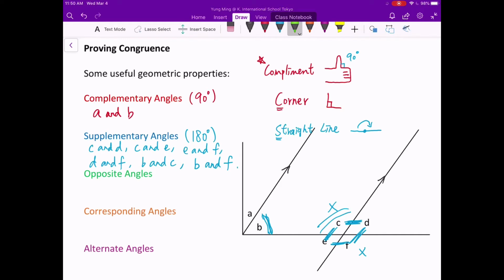Moving on to opposite angles. Opposite angles are quite intuitive. Basically, just the ones right across from each other. And we have E and D. Moving on to corresponding angles. In this case, I think we have just one pair.